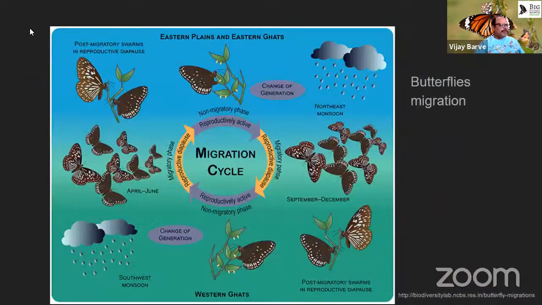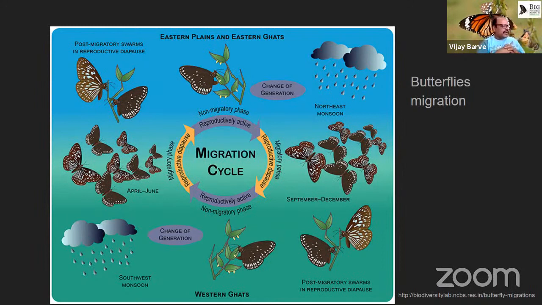But fewer people know about the butterfly migration within India. Dr. Krishnamurthy Kunte in NCBS Bangalore has been doing some really fantastic research on this butterfly migration. So the migration cycle in India is slightly different. In India, butterflies are typically trying to avoid heavy rains. So let's start understanding the migration from Western Ghats.